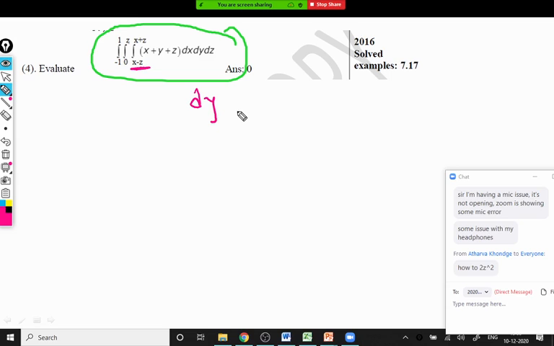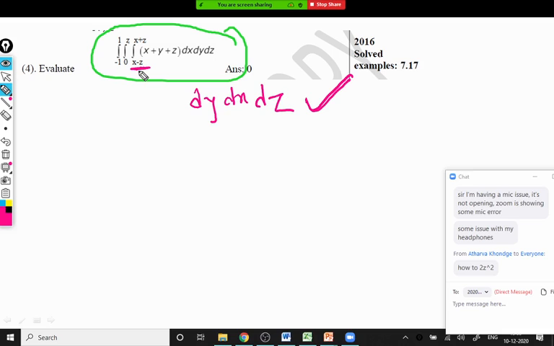So we are left with x and z there. So inner limits are in z, so that should be then of x and z. So this is the correct order now. Okay. dy dx dz. So this is a similar example.